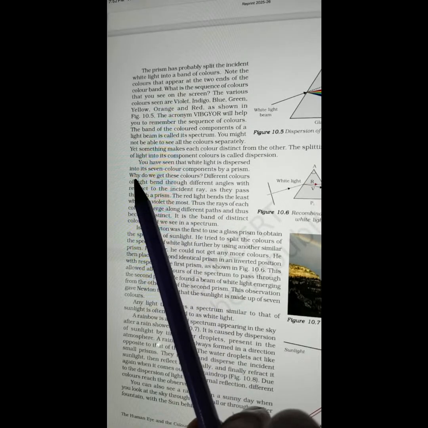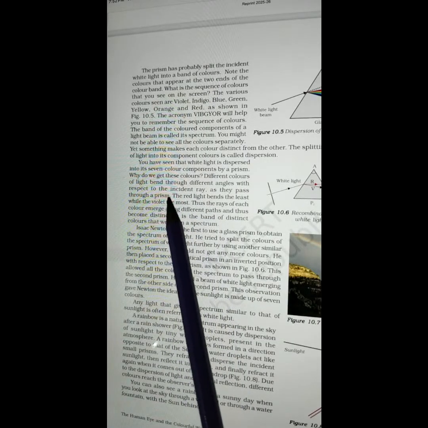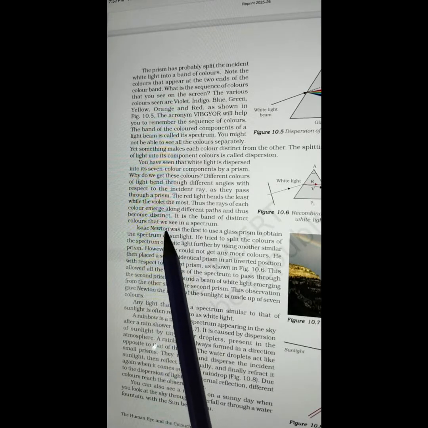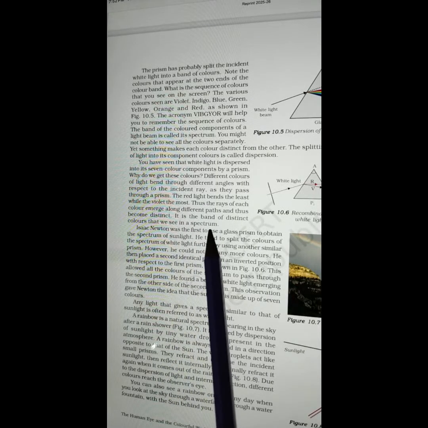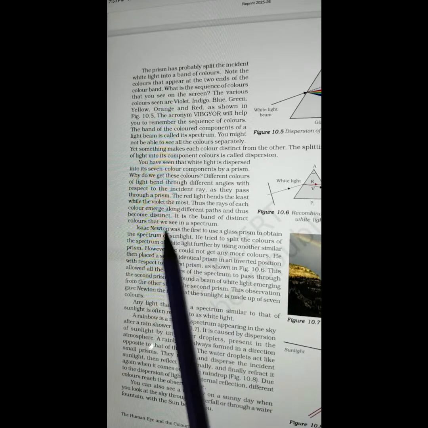Now, you have seen that white light is dispersed into its seven color components by a prism. Why do we get these colors? Different colors of light bend towards different angles with respect to the incident ray as they pass through a prism. The red light bends the least while the violet the most. Thus, the rays of each color emerge along different paths and thus become distinct. It is the band of distinct colors that we see in our spectrum.